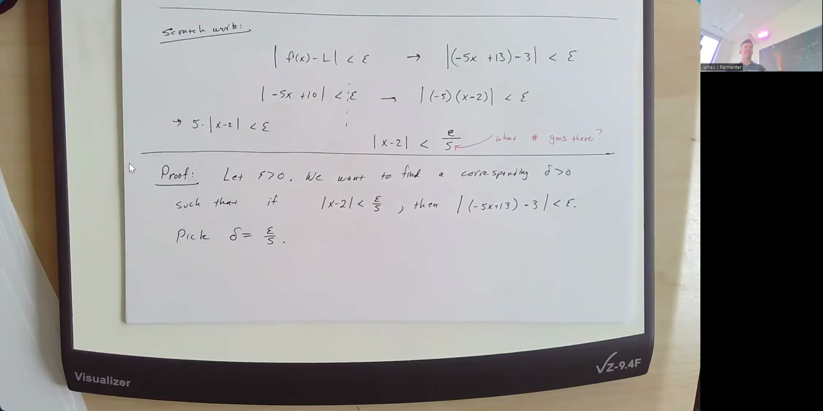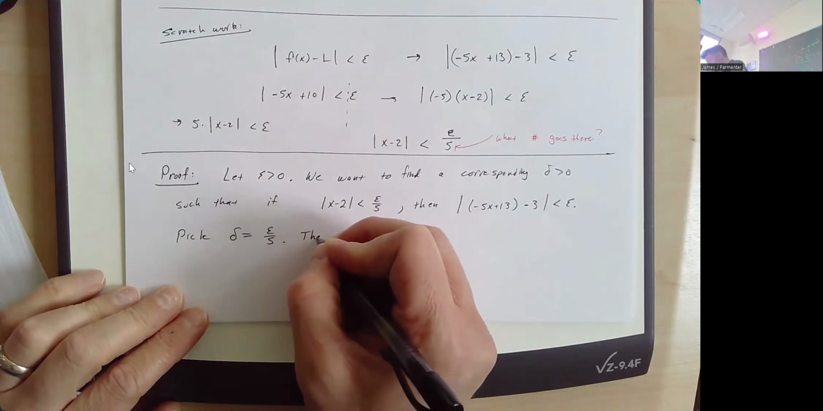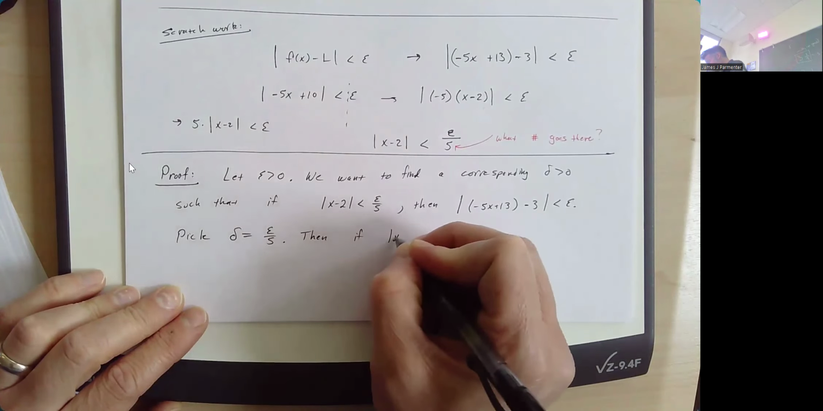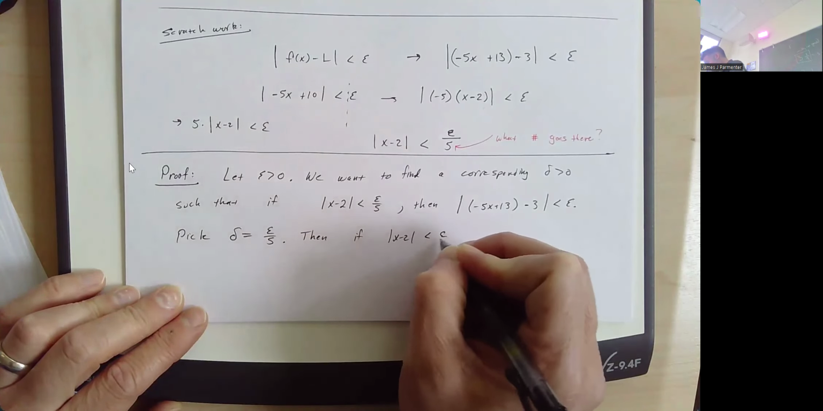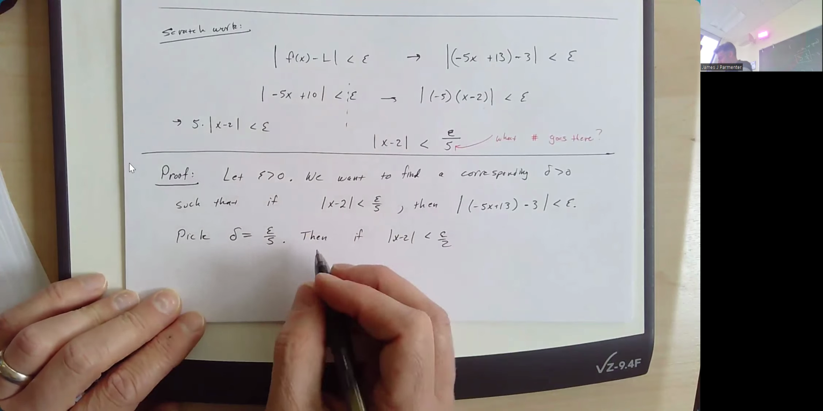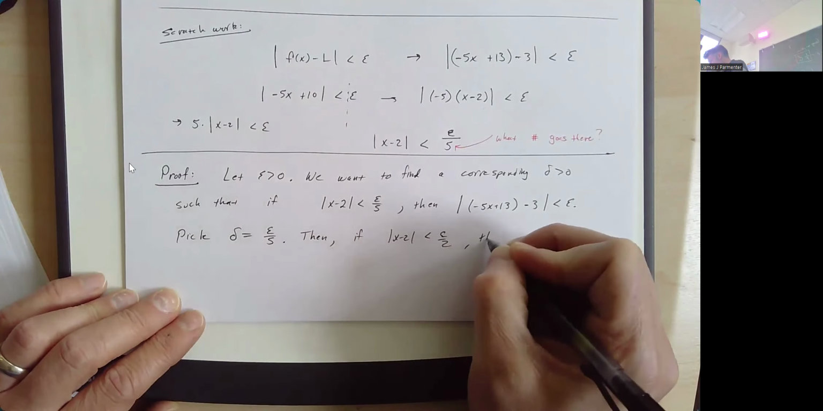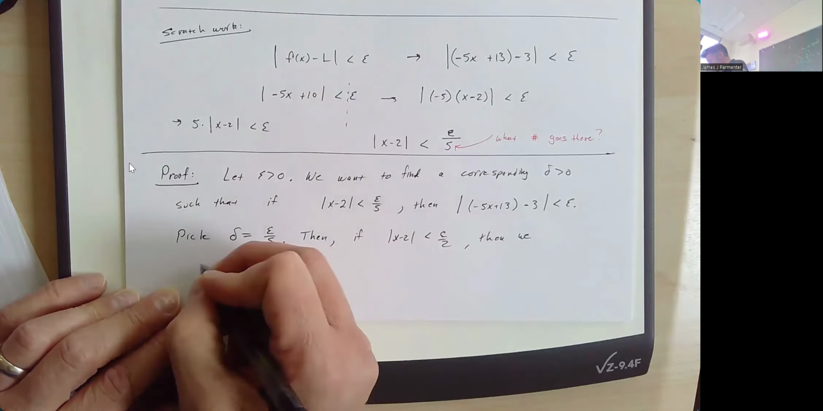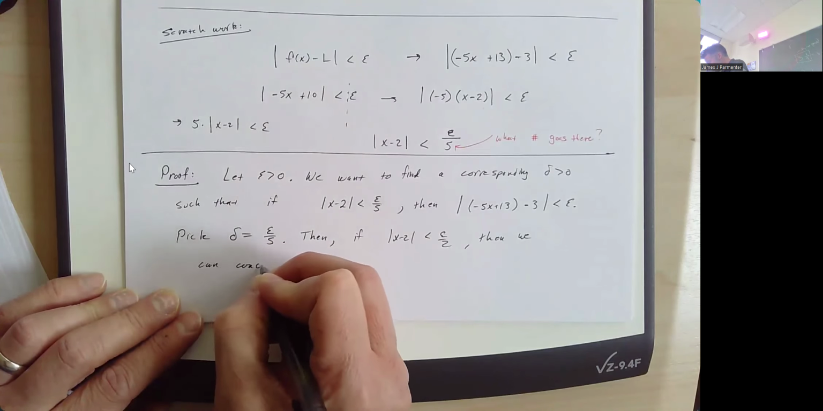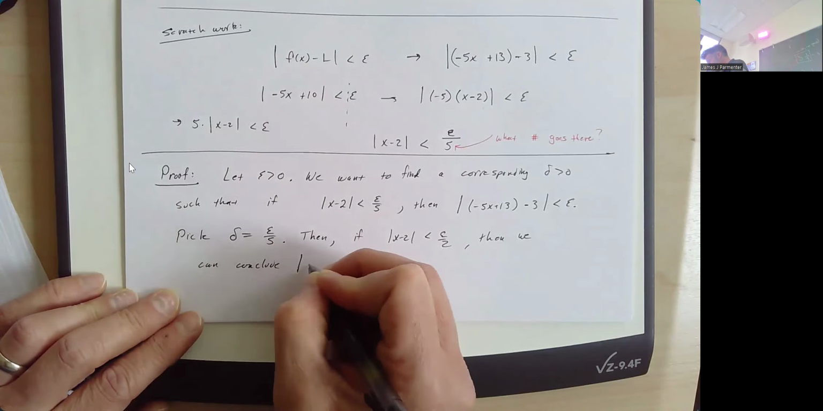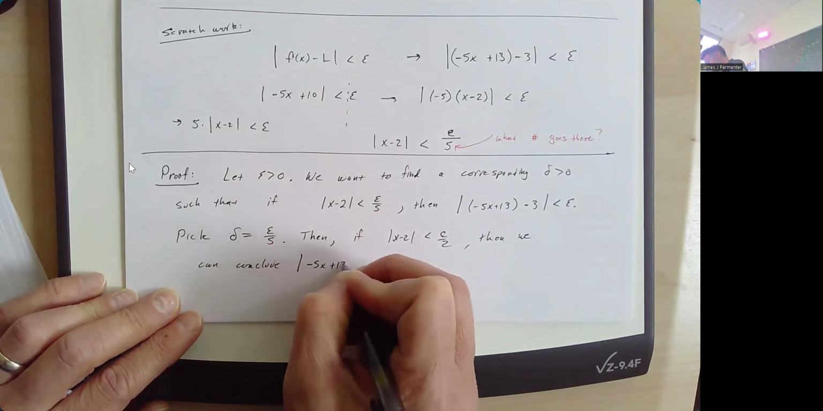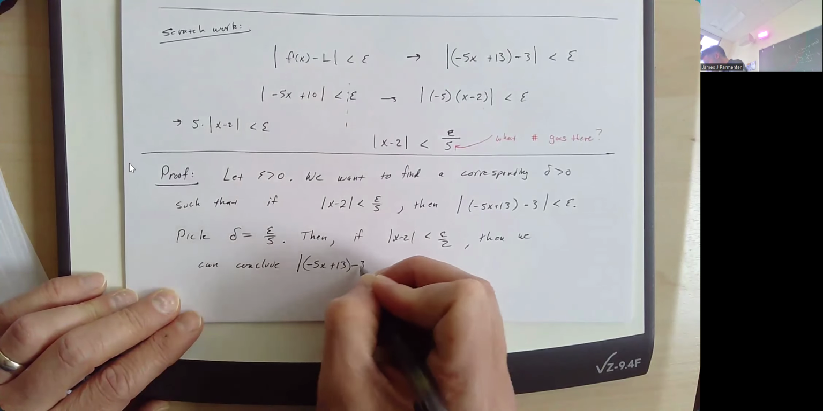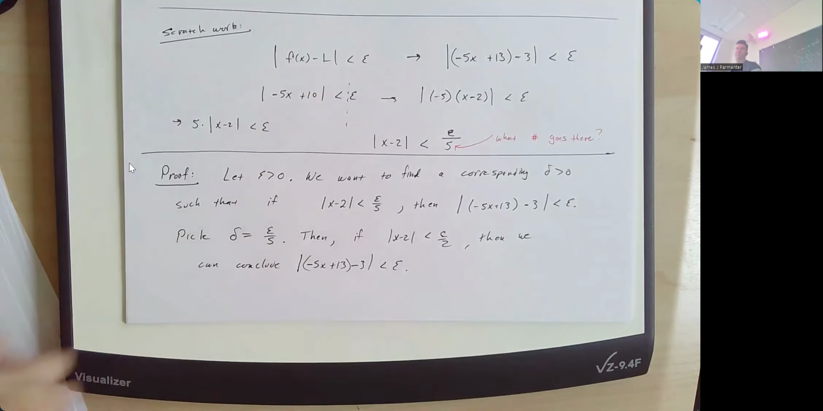I like to say the things I've done, but you can either write something like, "then by the work shown above," or you can really just say, "then if the absolute value of x minus 2 is less than epsilon over 5," I don't really think that "then" is necessary. Then we can conclude that the absolute value of negative 5x plus 13 minus 3 is less than epsilon.